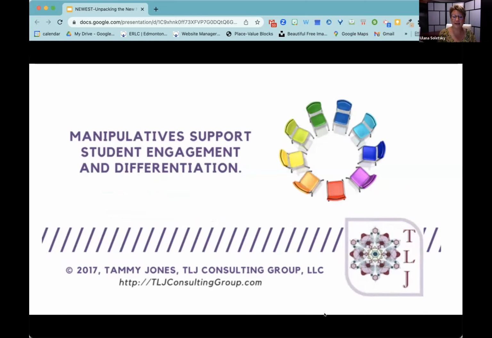And I often will get, as a consultant, how do I differentiate for all the different levels of learning in my classroom? And my number one answer is get those manipulatives out. Then you really see the different levels of understanding in the classroom.